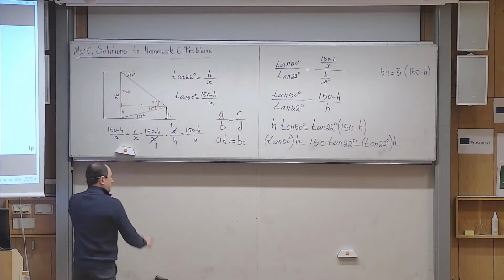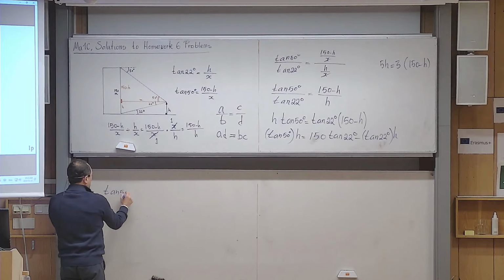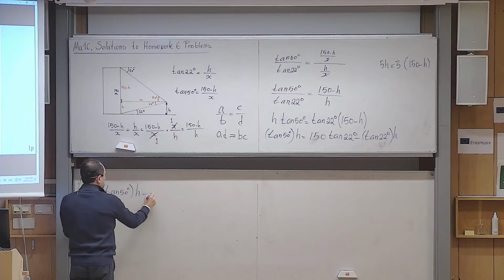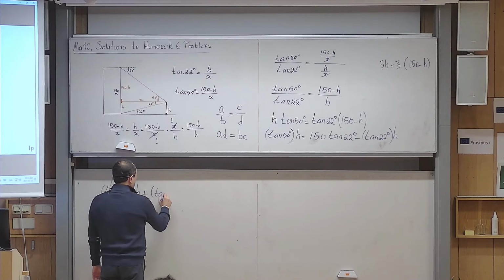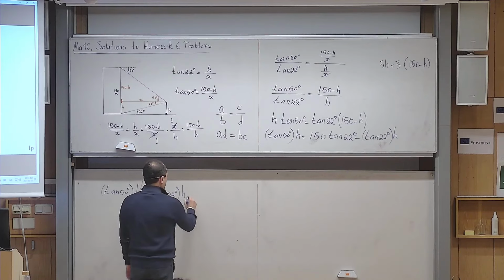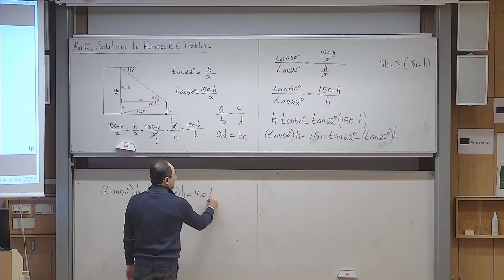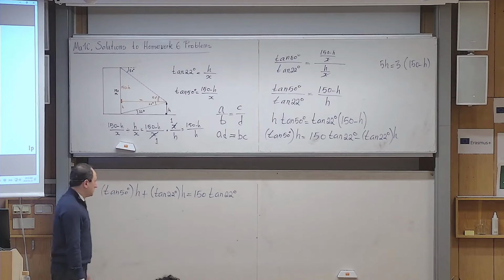Okay, try to help me, okay? So what should I do? The left-hand side is already tangent 50 degrees times h. I move that one, it becomes plus, what is that? Tangent 22 degrees times h. What is left on the right? 150 tangent 22 degrees. Okay, help me now.